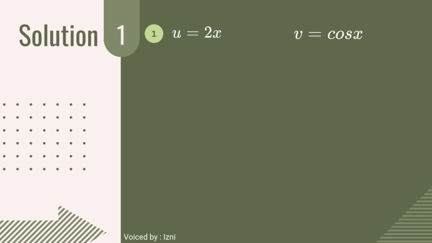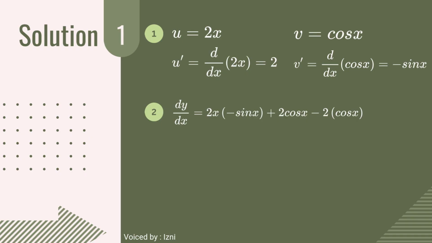For the solution, first we let u equals to 2x and v equals to cos x. Then we differentiate both. So for u prime, we will get 2, and v prime, we will get negative sin x. Now we substitute into the product rule formula. So dy/dx equals to 2 cos x plus 2x in bracket negative sin x.